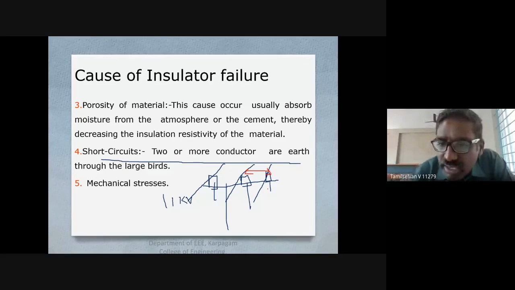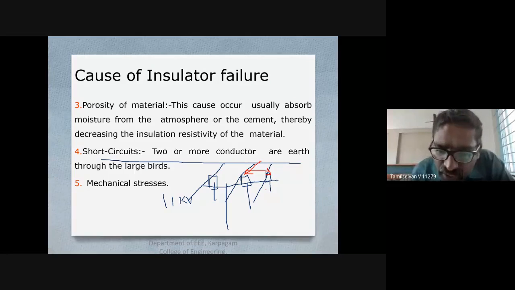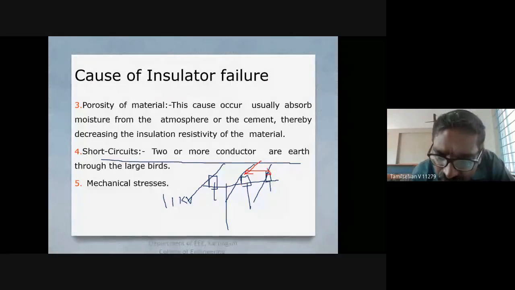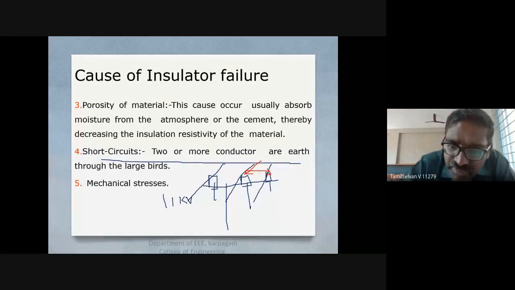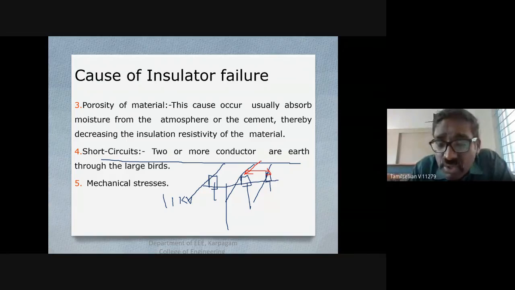Birds sit on live conductors. If a bird sits on a single conductor, it won't get affected because there is no path for the flow of current. Suppose a group of birds come and sit on these live conductors. They will occupy the three phases of the conductors, or maybe two phases. Suppose in the group, one bird is trying to fly from there.